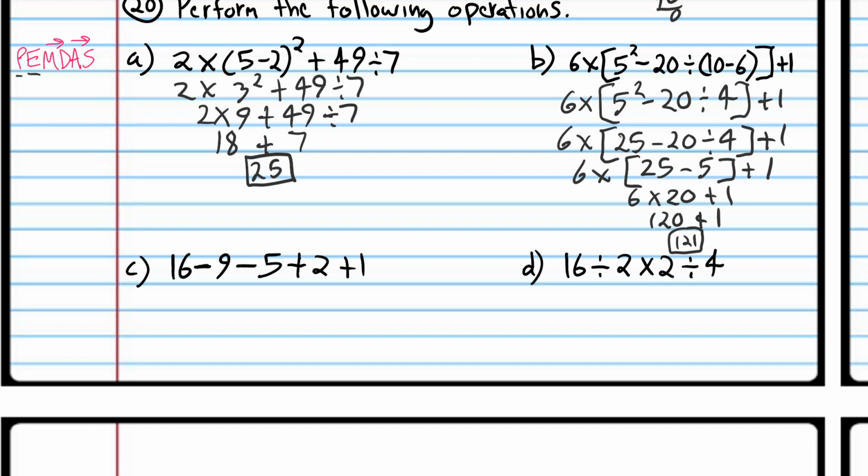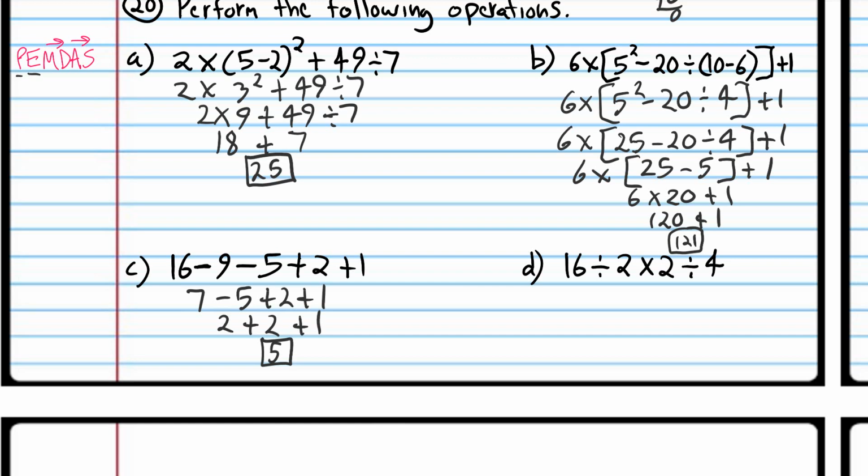So the math language tells us to move left to right. So we have to do 16 minus 9 is 7. Then we do 7 minus 5 is 2. And then we can add all those up all at the same time to get 5. So why don't you try part D? We have the same thing, division and multiplication, so you have to move left to right. Try that problem, and when you come back, we'll do it together.